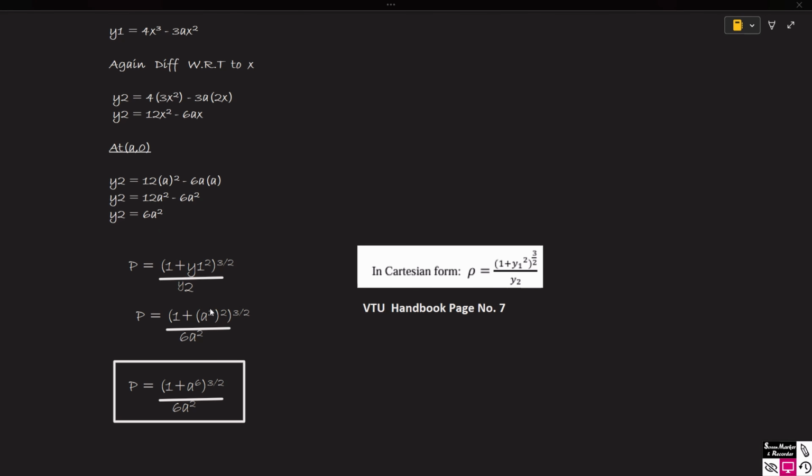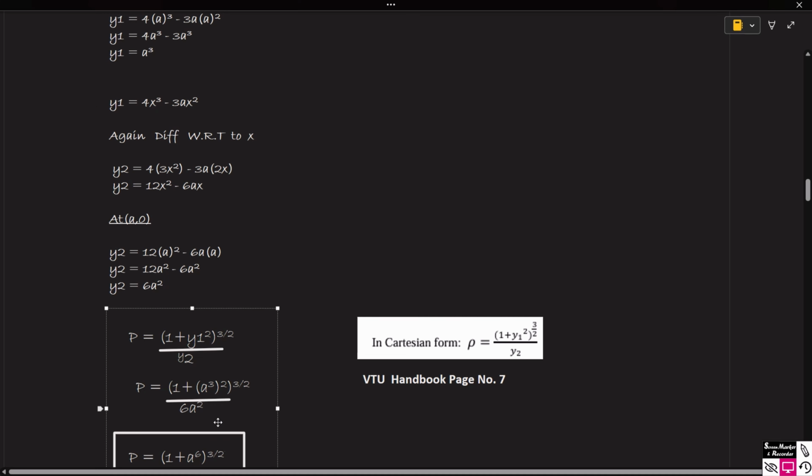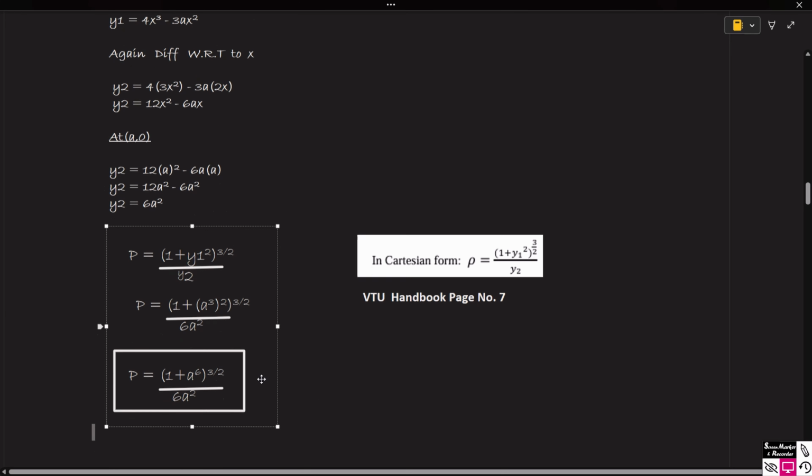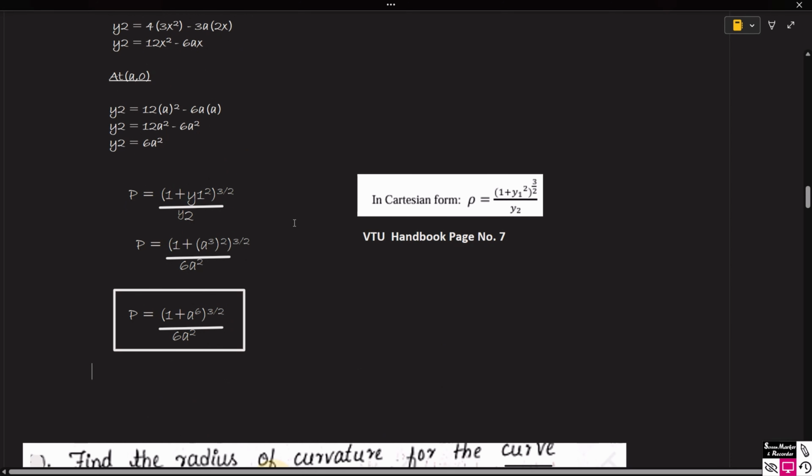Okay, just plot the values. Here y1 and y2 we are plotting the values. Here y2 is 6a cube as it is, we are plotting here, and y1 value we got a cube, right? Plot here and just leave it, finish. This sum is very easy, don't leave it blank.